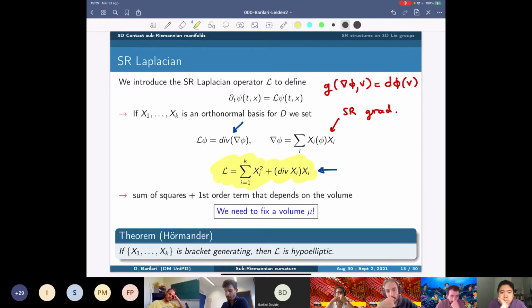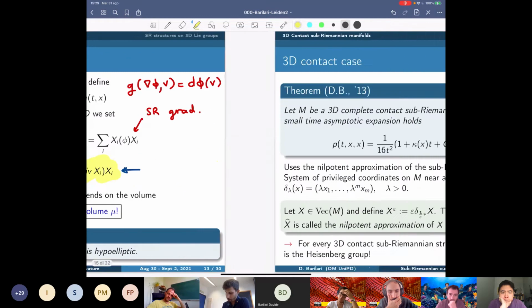And in the first order term, we have the divergence of the horizontal vector field, which depends actually on the choice of the volume. So in our three-dimensional case, we have a clear volume. In general, one has to fix a volume. Independently of the volume, if our family X_1, ..., X_k, or the distribution to be more intrinsic, is bracket generating, then the operator is hypoelliptic, and we have a well-defined heat kernel.